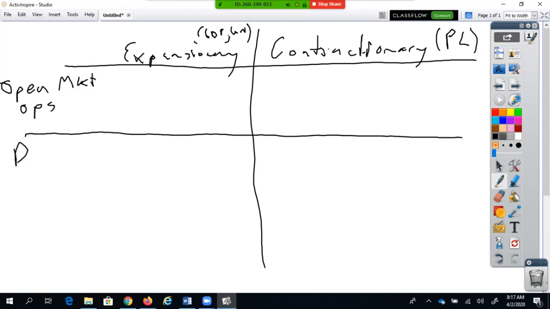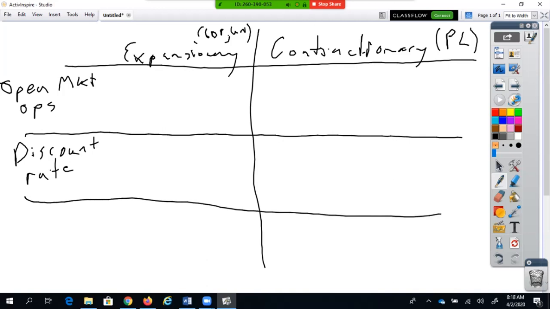Next would be discount rate. And discount rate is mainly symbolic. They can just set the discount rate if they want. They really have to target, with the money supply, they have to target the Fed funds rate. Discount rate and reserve requirement.